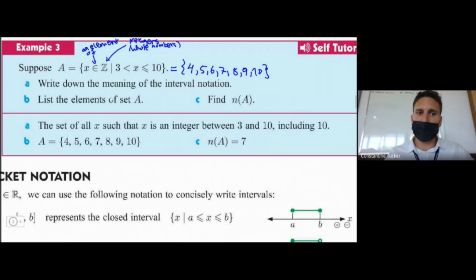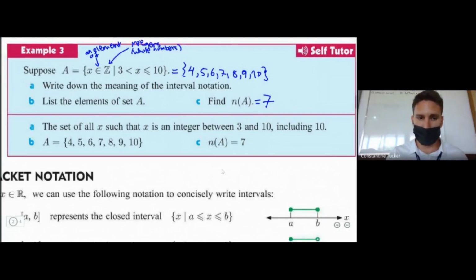Now, that is listing the elements, and then n of A. Remember this n comes up all the time here in set notation. n of A is just how many numbers do we have in here? 4, 5, 6, 7, 8, 9, 10. 1, 2, 3, 4, 5, 6, 7. I just have to count them: 7 numbers. So 7, and we are done. So this is like a basic example before we introduce the more advanced interval notation.